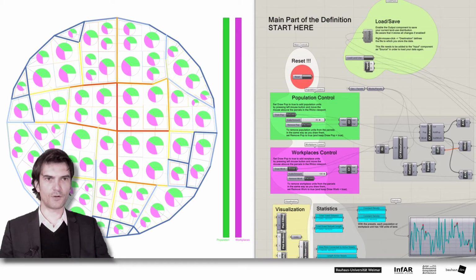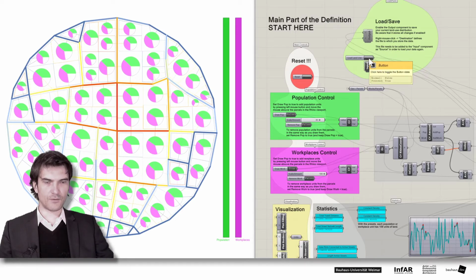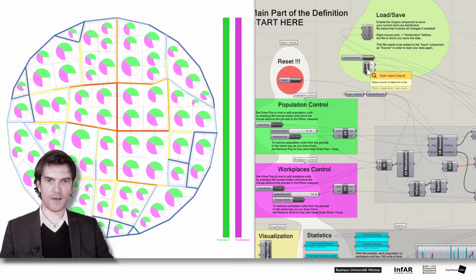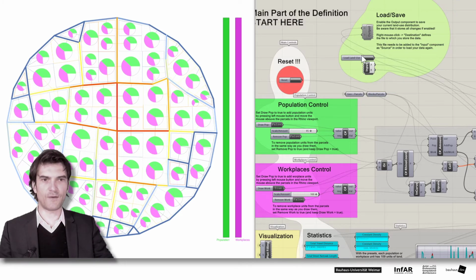After you've drawn a land use pattern, you may want to save it. Therefore, I provided you these load and save components. In the beginning, there should be a file that's filled with the equal distributed land use pattern. This is provided by the download with the file for this exercise.